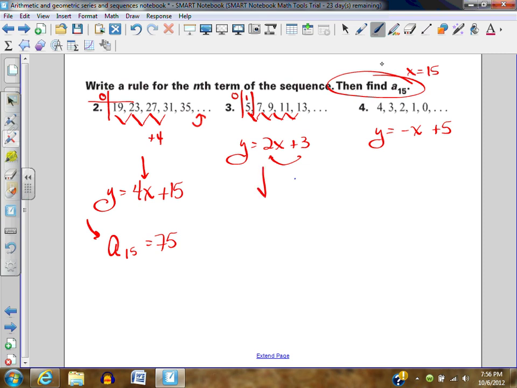All right, on this one, I do the same thing. I put 15 in, I get 33. So A sub 15 equals 33. If you want to do this, 15, 33, that's cool. Same thing here, 15, 75.